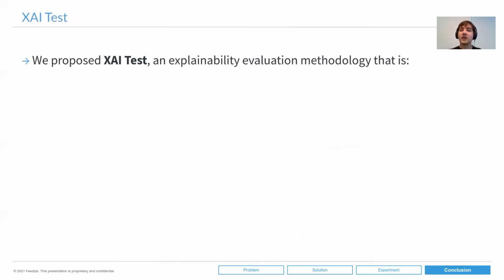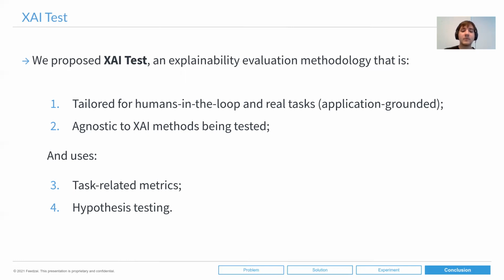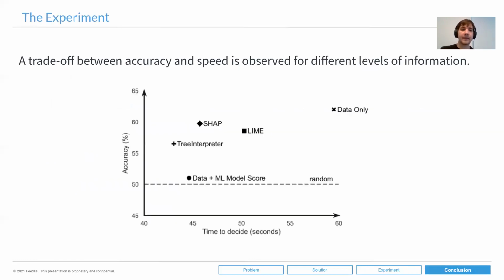The conclusions of this work were that we proposed a framework for evaluating XAI methods. This methodology is tailored for the human in the loop and for real tasks, which is an application-grounded evaluation, and it's agnostic to the XAI method that is being tested. This methodology uses task-related metrics, and it uses hypothesis testing and strong statistical analysis of the results.